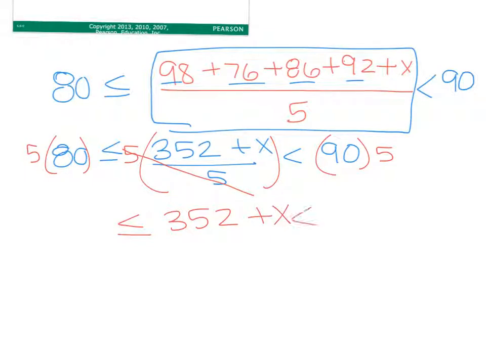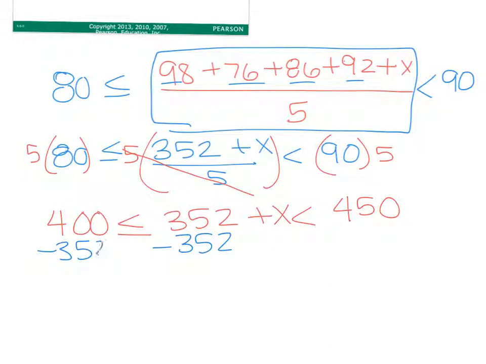So 352 plus x is going to be greater than or equal to 400 and less than 450. Okay, next you need to get your x alone, and so we're going to have to get rid of that 352. And because the 352 is positive, I'm going to get rid of it with subtraction. That is valid as long as you do it to all three sections of the compound inequality. That's going to isolate my x in the middle, and x is going to be trapped between 48 and 98.